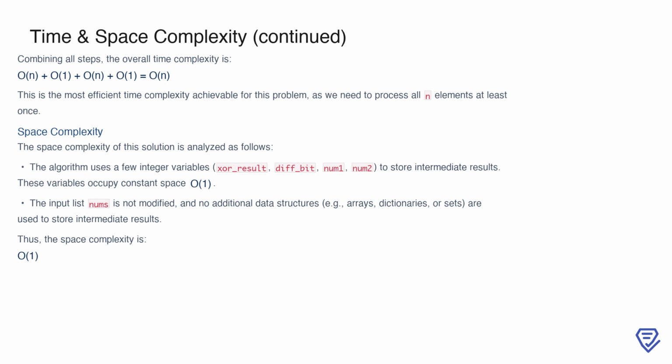The algorithm uses only a few integer variables, such as XOR_result, diff_bit, number 1, and number 2, to store intermediate results. These variables occupy constant space, O(1). Since the input list is not modified and no additional data structures are used, the total space complexity remains O(1). This makes the solution not only time efficient but also space efficient.